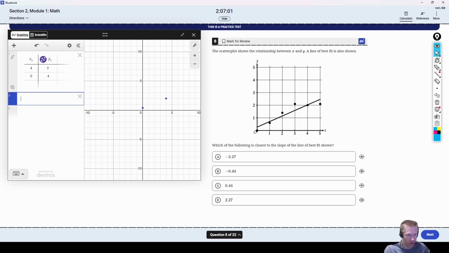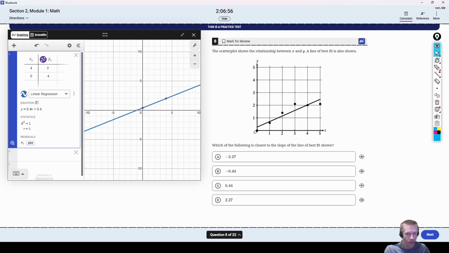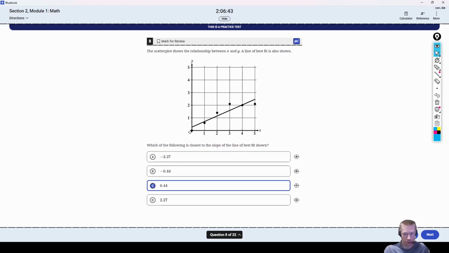And now I'll do linear regression. Now you could type it in manually, or we can actually just click the button here, linear regression. So notice, using those 2 points, it gets the equation for me. It calculates the slope as 0.4. That's very close to 0.44. It is not close to 2.27. So that just confirms letter C will be the correct answer.